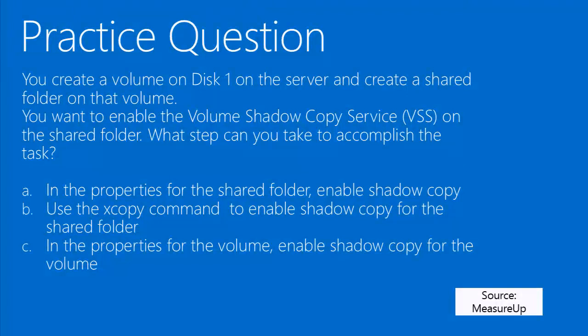So the question here is, how do you configure it? How do I configure VSS? So what do you think here? Is it A, is it in the properties for the shared folder and enable shadow copy? Is it using the xcopy command to enable shadow copy for the shared folder? Or is it in the properties for the volume, enable shadow copy for the volume?